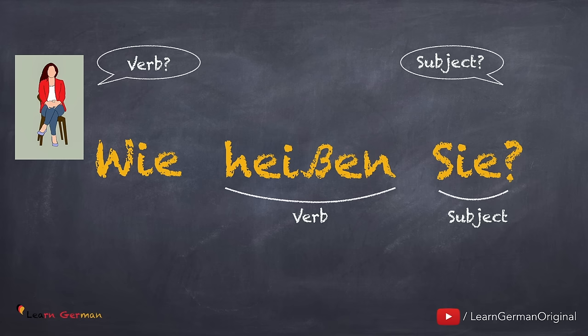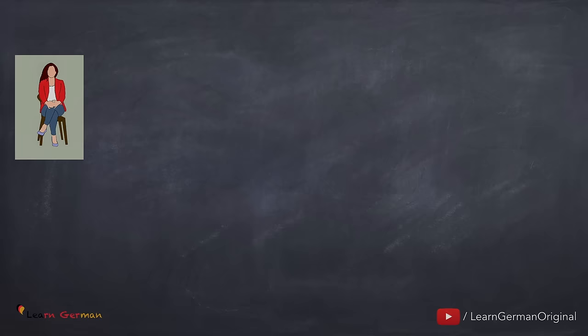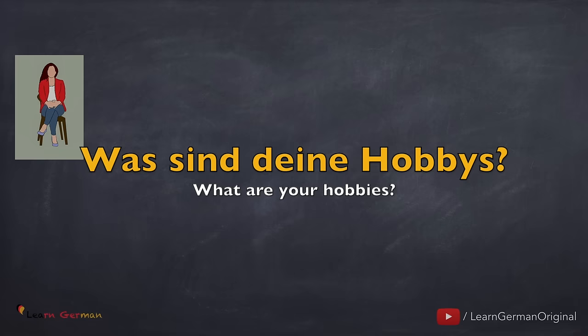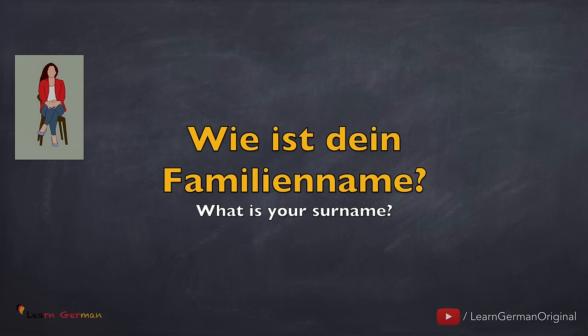Here are some more W-Fragen. Wie geht es Ihnen? Wie alt sind Sie? Wo wohnst du? Was sind deine Hobbys? Wie ist dein Familienname? In all these questions, the verb is in the second position and the subject follows the verb.